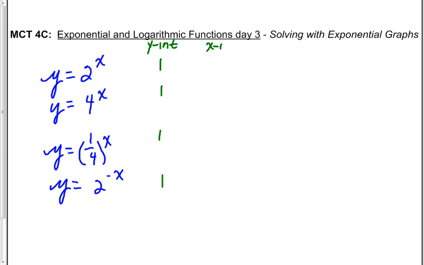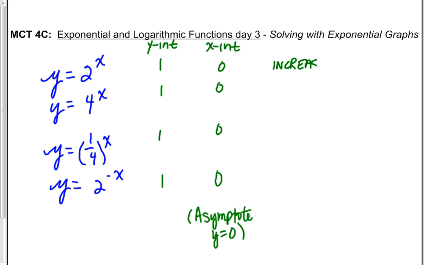The x-intercept for all of them did not exist. The x-axis, in fact, was an asymptote. For y equals 2 to the x, y equals 4 to the x, they were both increasing. The graphs where 4 to the x was steeper. The quarter to the x, or 2 to the negative x, were both decreasing.